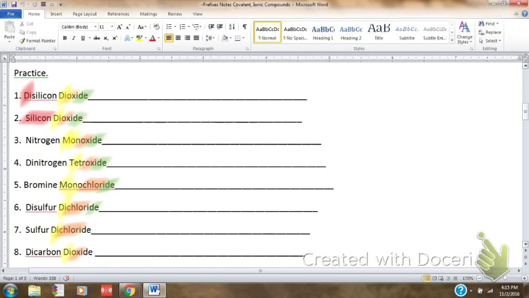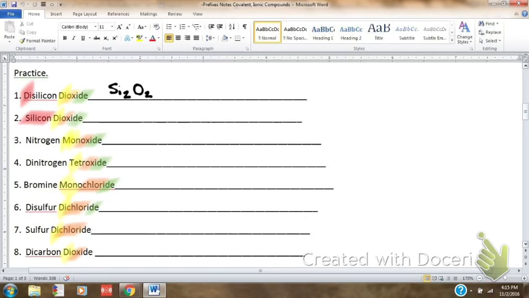So for some of the formula writing, this is what the answers would be. Number 1, disilicon. Di means 2. So I write the chemical symbol for silicon, which is Si. I need 2, so I put a subscript of 2. Oxide is oxygen, but there's dioxide, so that would be 2. So Si2O2 is the correct formula.